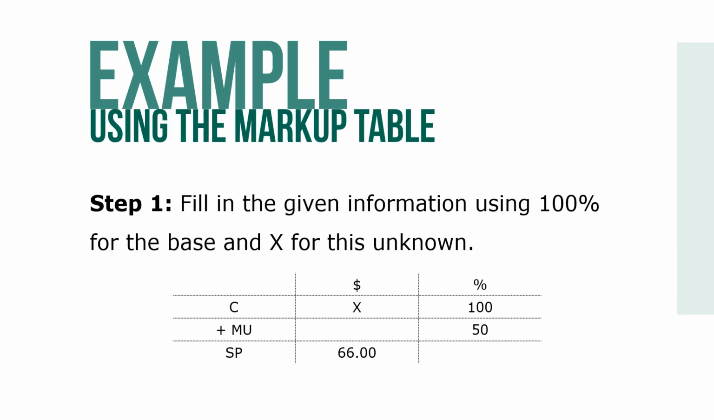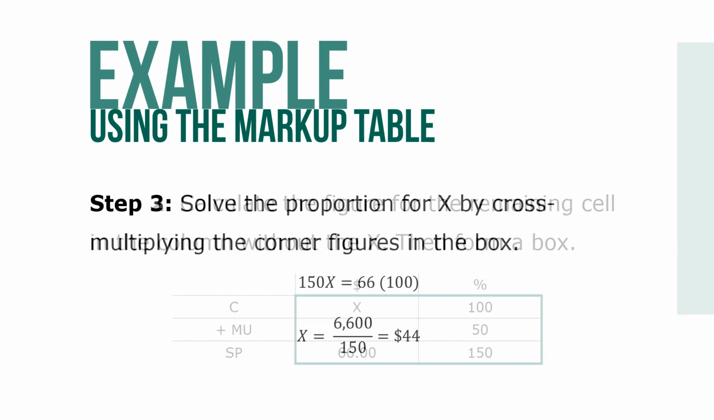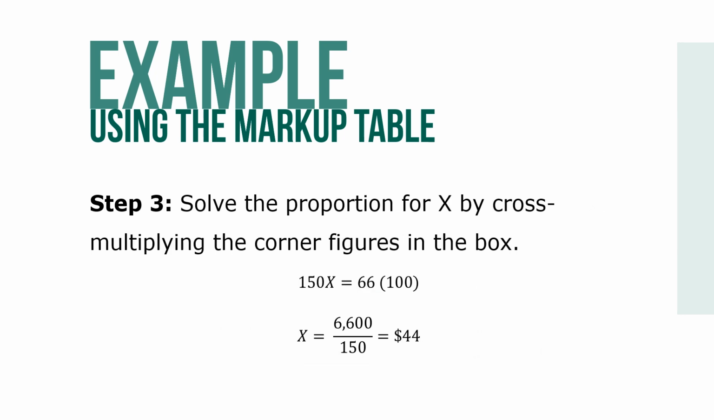We can also use a table to complete this example. Fill in the given information using 100% for the base and X for its unknown. Calculate the figure for the remaining cell in the column without the X, then form a box. Solve for the proportion of X by cross-multiplying the corner figures in the box. 150X equals 66 times 100. So X equals 6,600 over 150, which equals $44.